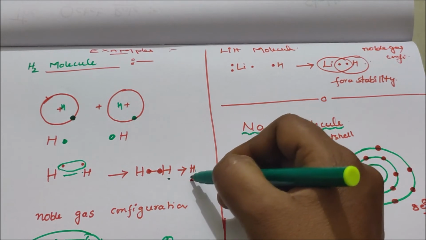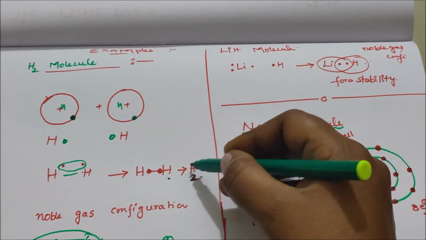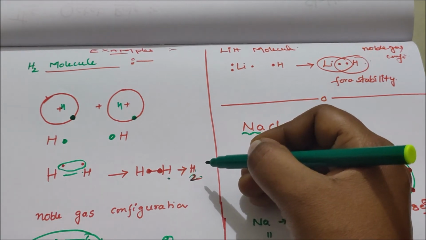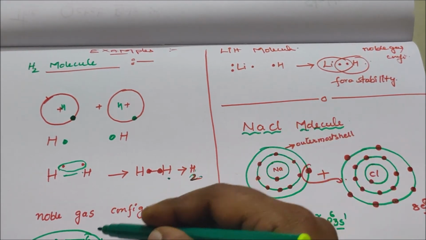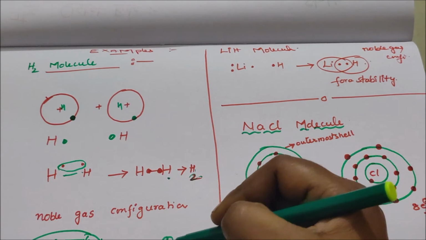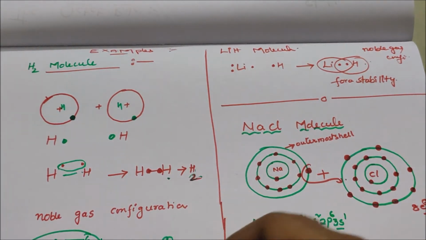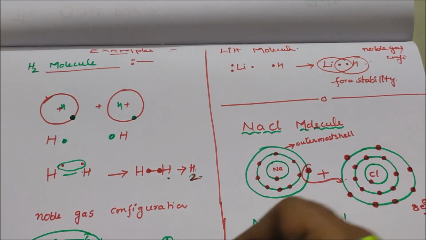For stability, it attains the helium gas configuration. Helium is a noble gas configuration. Noble gas configuration means ns2 np6 electrons in the outermost shell, 8 electrons in the outermost shell. It represents the octet rule.